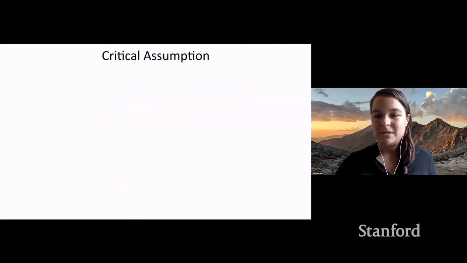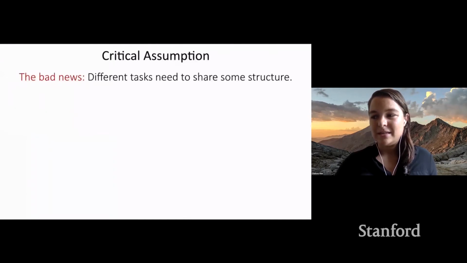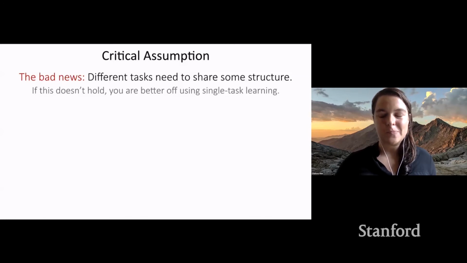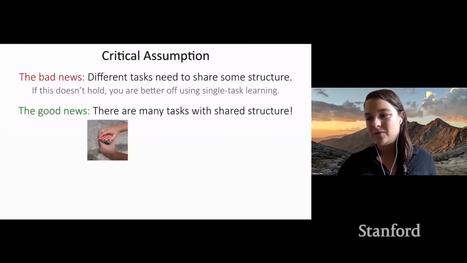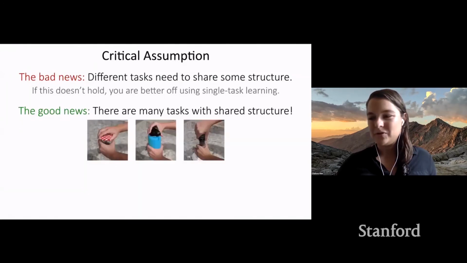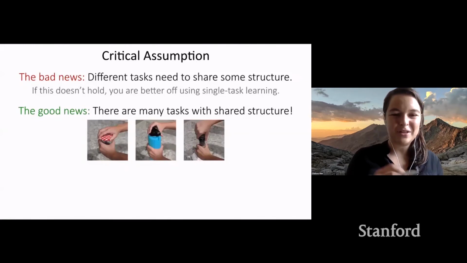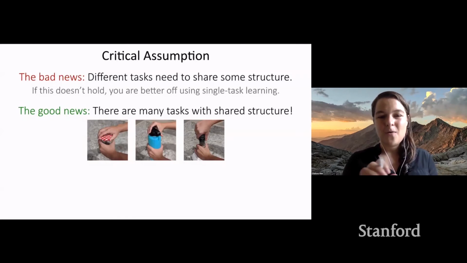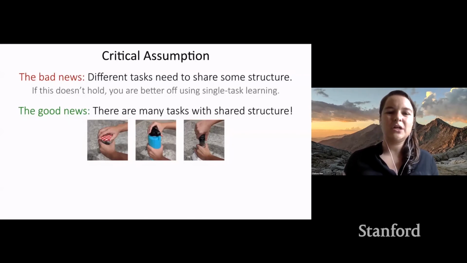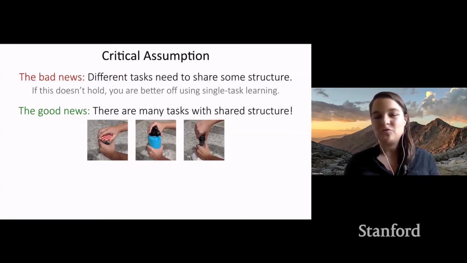One really critical assumption that we're going to make is that different tasks need to share some amount of structure. If they don't hold any structure at all, then you're going to be better off using single task learning. But the good news is that there are many tasks with some amount of shared structure. So here are a couple pictures of me doing some object manipulation tasks, in particular trying to open the lid of a jar or open the cap of a water bottle or grind some pepper. And in each of these cases, while they may seem very different from a semantic point of view, the actual physical motion of these tasks is very similar.